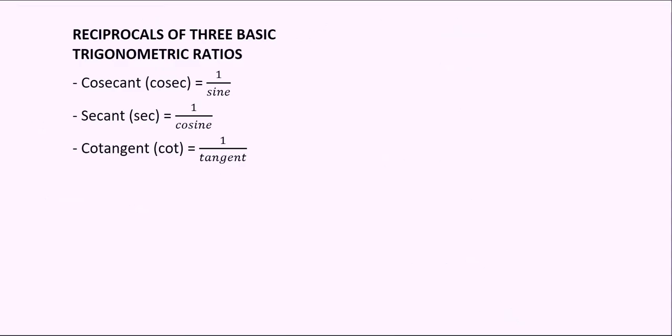Reciprocals of three basic trigonometric ratios. So first we'll have cosecant, which is 1 over sine. Then we'll have secant, which is 1 over cosine. And then we'll have the cotangent, which is 1 over tan.